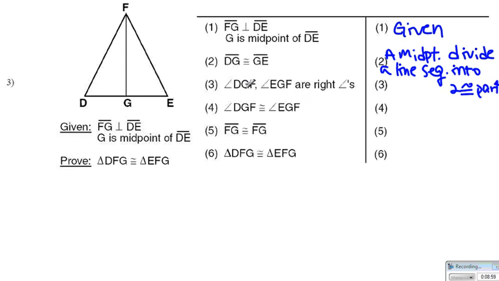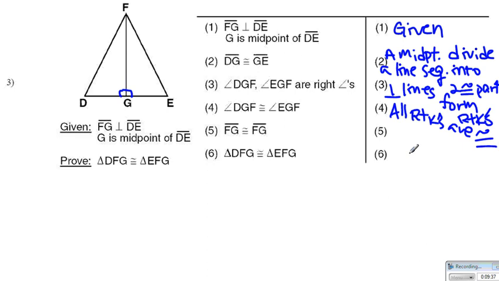Now number three, those are the right angles. Why? Because perpendicular lines form right angles. Now number four, those right angles that were mentioned before are congruent because all right angles are congruent. Number five, the same thing is equal to itself, so it's going to be reflexive.